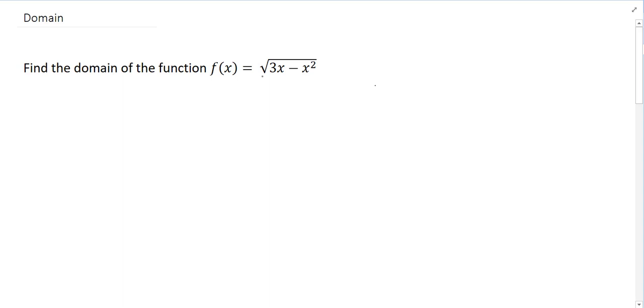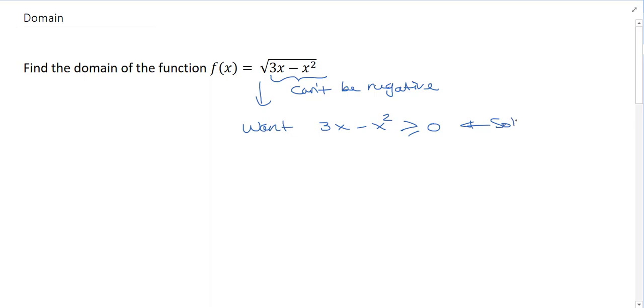So what we know about radicals is that the inside can't be negative. So the inside of the radical can't be negative. So that means that we want 3x minus x squared to be greater than or equal to 0. And so we've got to solve this higher order inequality.